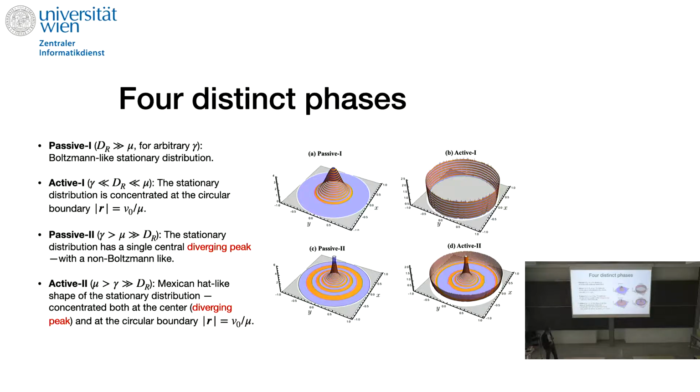But here we have two other phases. You have a passive phase where again things are accumulated at the center, but the central part now has a logarithmic divergence. If you look at P of x, for example, there is a divergence at the center. And even in the active phase, you have accumulation at the boundary, but again there is a central divergence.